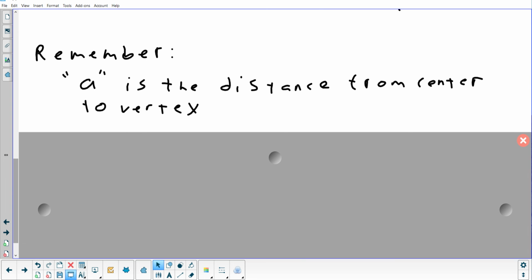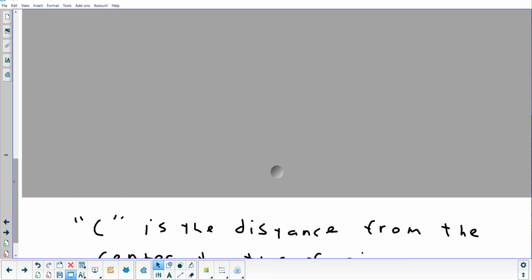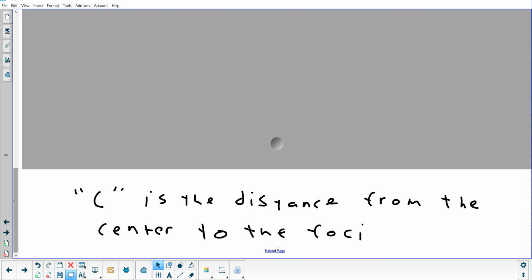So some of this we already wrote down. I told you A is the distance from the center to the vertex. I told you C is the distance from the center to the focus. That's going to be the last one I give you. Down there somewhere. There's C.